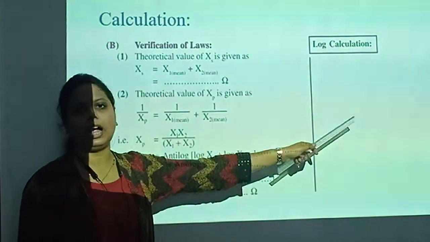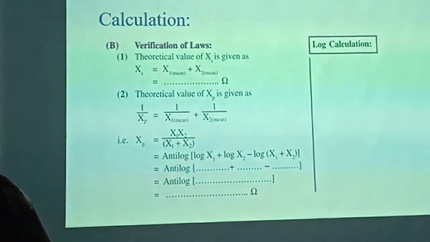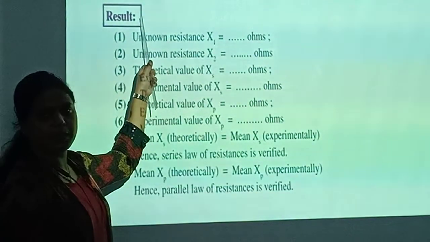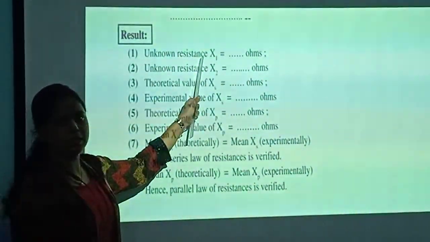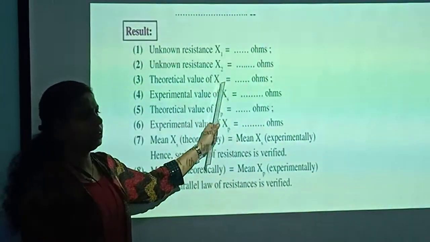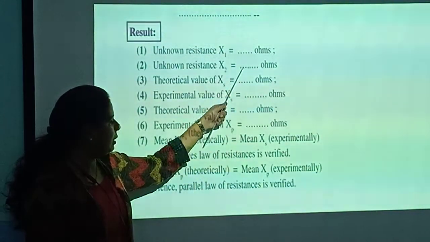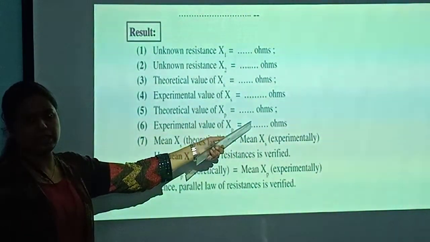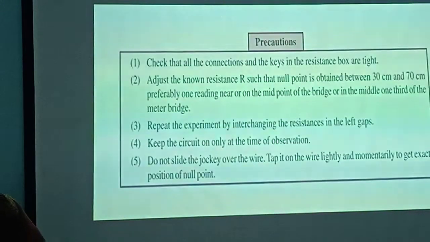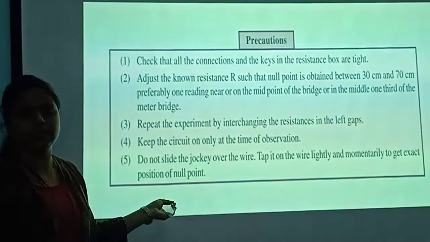And similarly you have to do the law calculation which is given in your handbook. And lastly we will write down the results: unknown resistance X1, unknown resistance X2, what is the theoretical value, what is the experimental value. Okay, all these values we will write in the result section. And there are some precautions we have to take care of while performing this experiment.